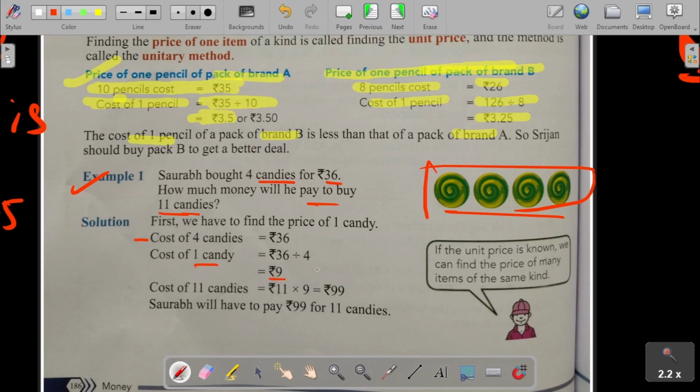9 plus 9, 18. Or this can be written as what? 2 multiplied by 9. Similarly, the cost of 11 candies is what? 11 multiplied by 9, 99. That's why Shubro will have to pay 99 rupees for 11 candies. বুঝতে পেরেছো? Good.